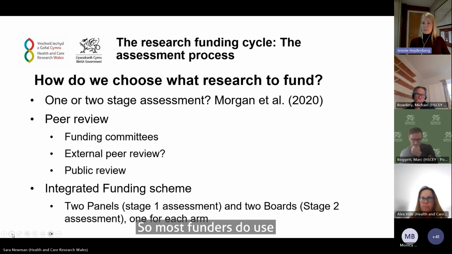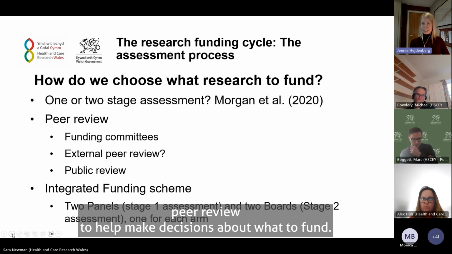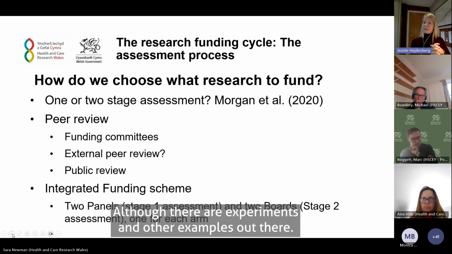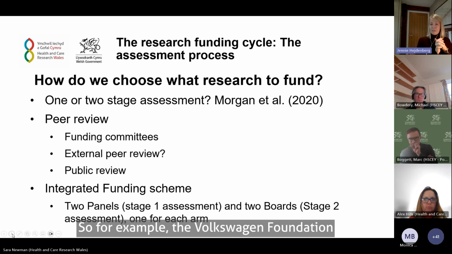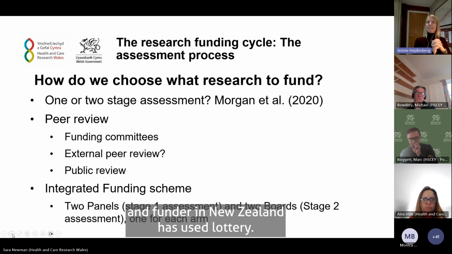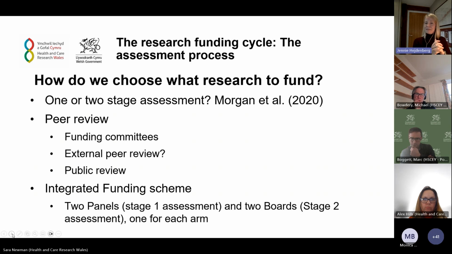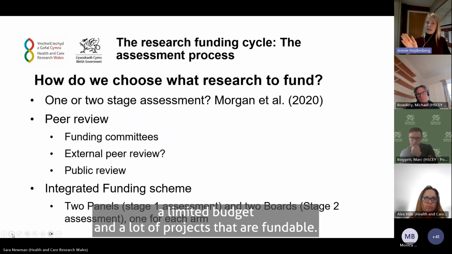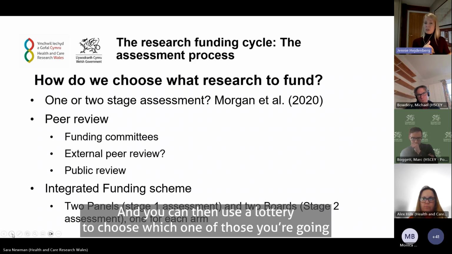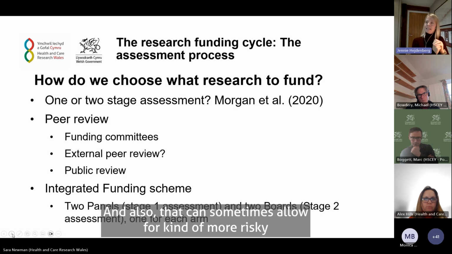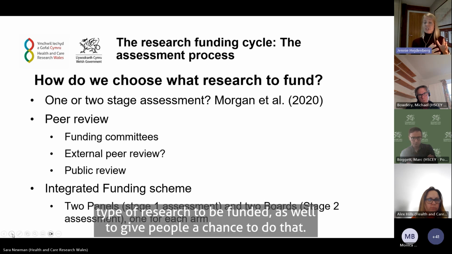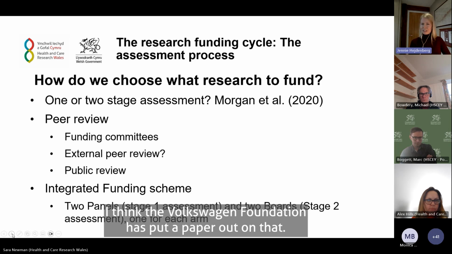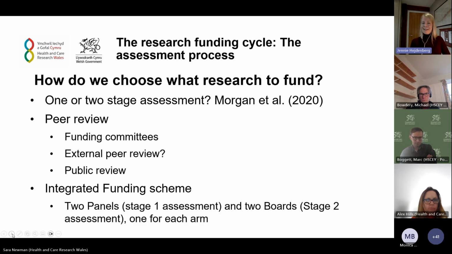So most funders do use peer review to help make decisions about what to fund, although there are experiments and other examples out there. So for example, the Volkswagen Foundation and a funder in New Zealand has used lottery. And I suppose that's particularly helpful if you have a limited budget and a lot of projects that are fundable, and you can then use a lottery to choose which one of those you're going to fund, and also can sometimes allow for more risky types of research to be funded as well, to give people a chance to do that. I think the Volkswagen Foundation has put a paper out on that.